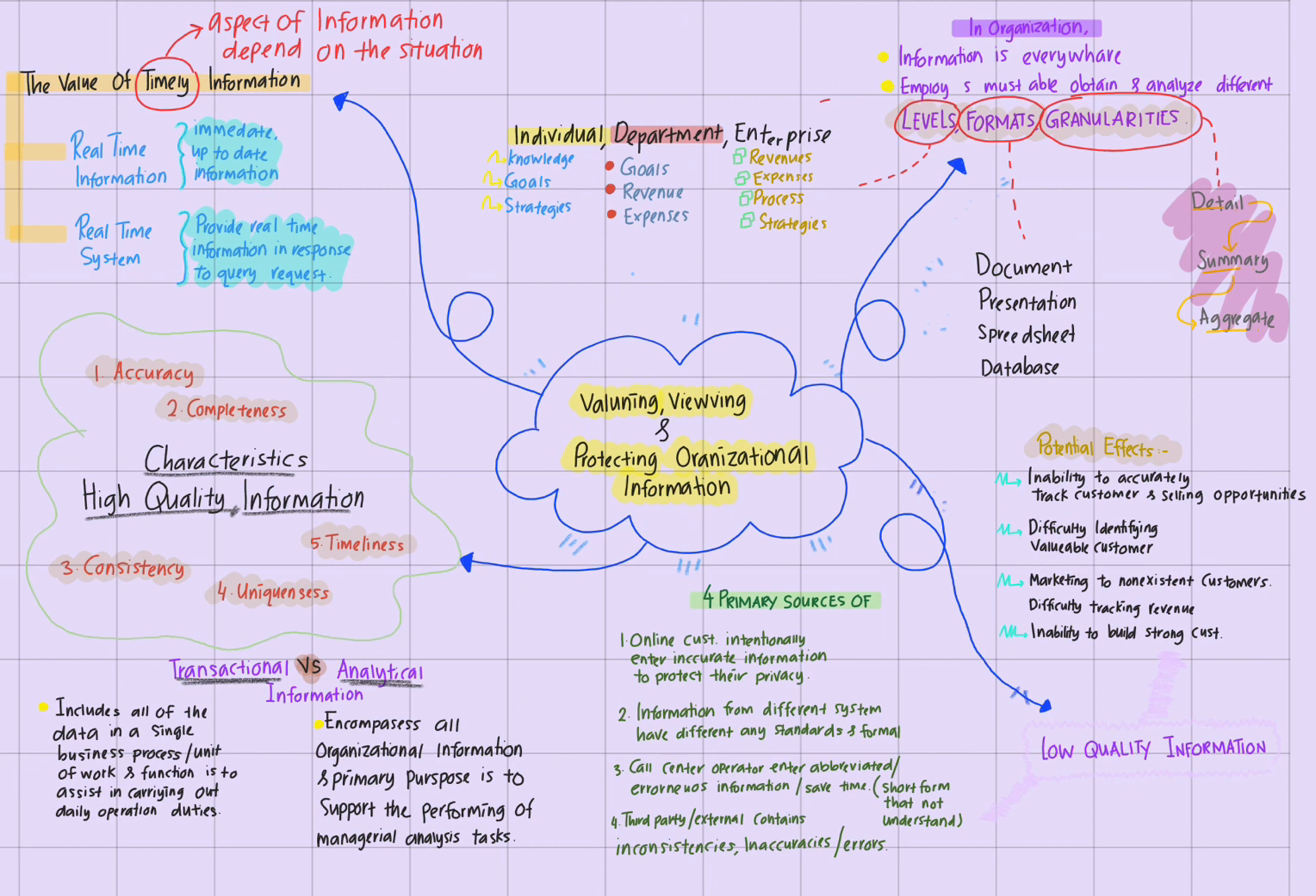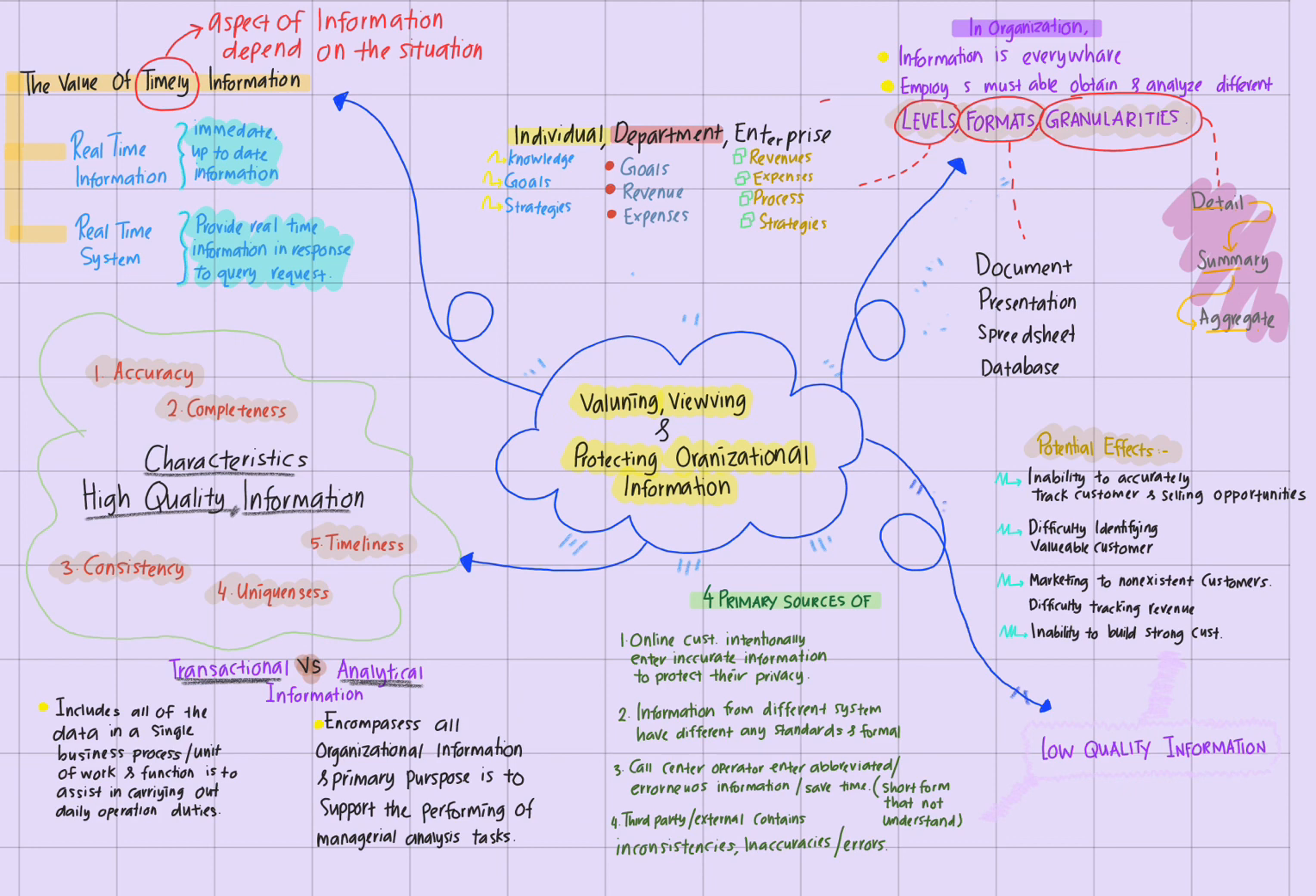Next is transactional and analytical information. Transactional means include all of the data in single business process or unit of work and function is to assist and carry out daily operation duties. For example, withdrawing cash from an ATM, or making an airline reservation or purchasing stock.